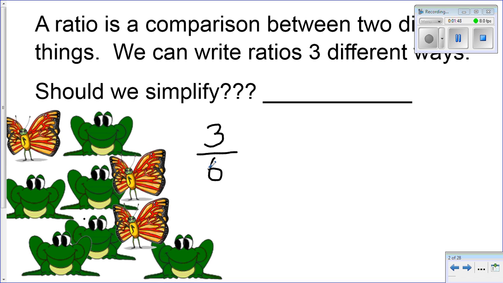Since I've made this observation, could I simplify these numbers any way? And should we simplify? Well, we learned in class that yes, we should always simplify it if we can. So for every 3 butterflies, there are 6 frogs. That's exactly the same as saying for every 1 butterfly, there will be 2 frogs. Let me show you what I mean.